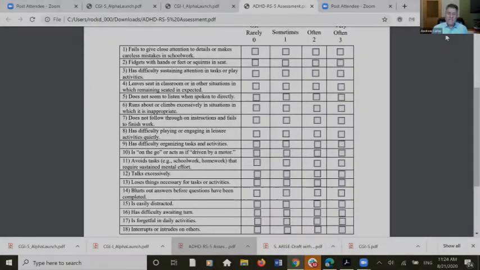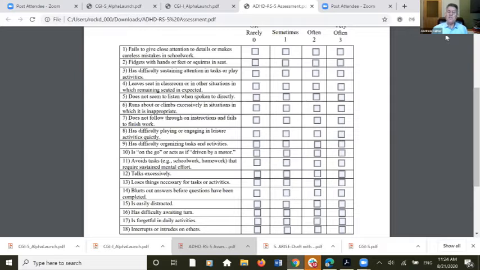Item number 13, losing things necessary for tasks or activities. And what I often say is, do they lose or misplace things? Sometimes I find for some reason that they'll say no to losing, but when I say misplacing, they'll say yes. So as if, yes, they've temporarily lost it, but they eventually find it. Well, that's still losing or misplacing.